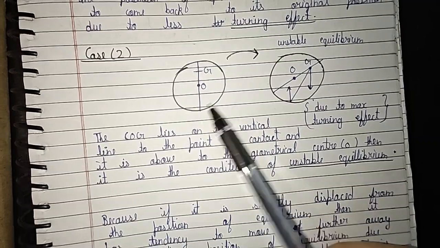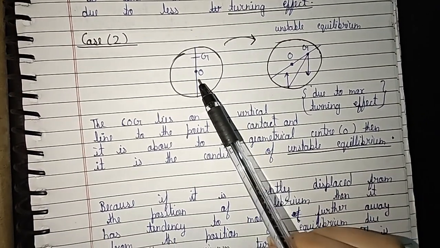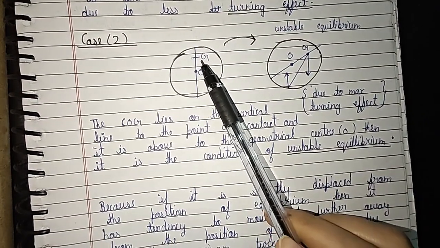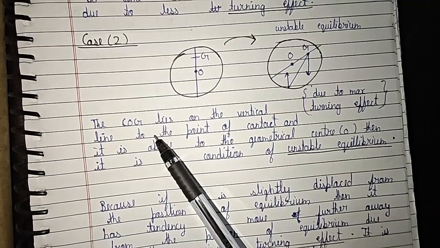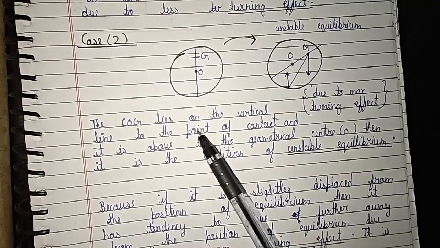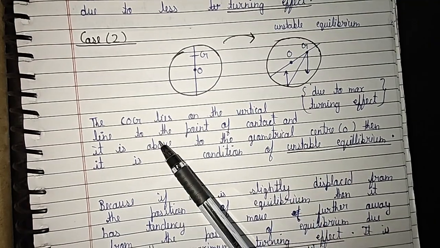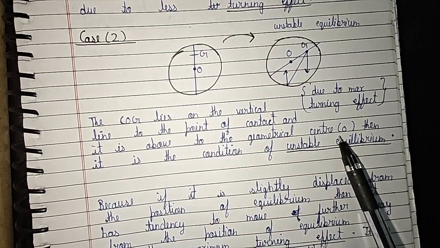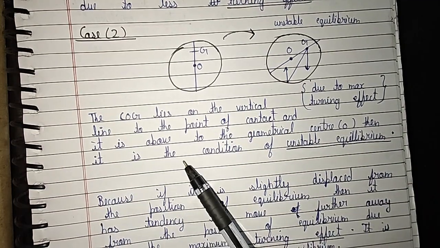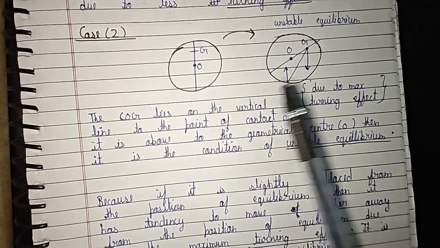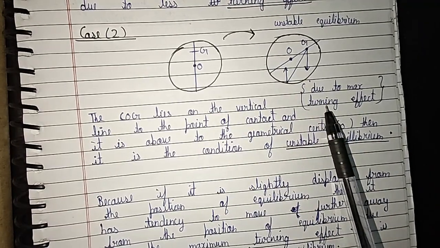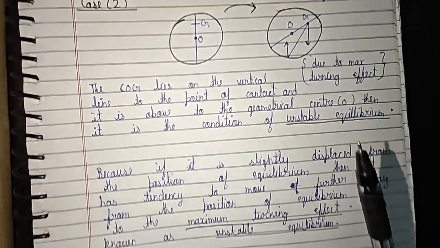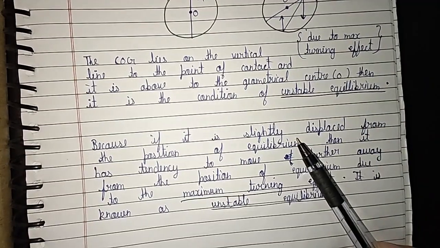In this we will take a sphere and the center of gravity will lie above the geometrical center. Let us see what will happen. The center of gravity lies on the vertical line to the point of contact and is above the geometrical center. Then it is the condition of unstable equilibrium. This will become unstable due to the maximum turning effect. Let us see this in detail.